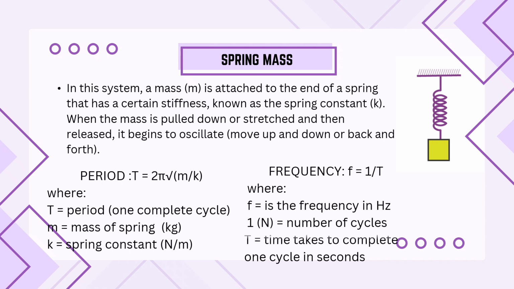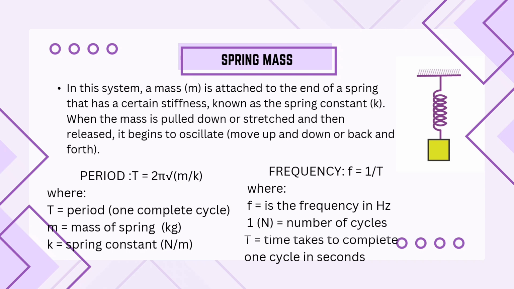In short, a spring mass system works like this. When you stretch a spring with a weight attached and then let go, the weight moves up and down repeatedly. The spring stiffness and the weight's mass determine how fast it moves. If the mass is heavier, the motion is slower. If the spring is stiffer, it moves faster.